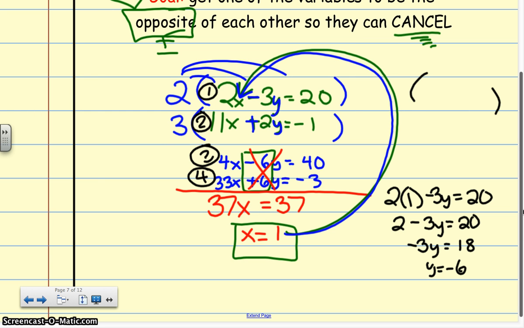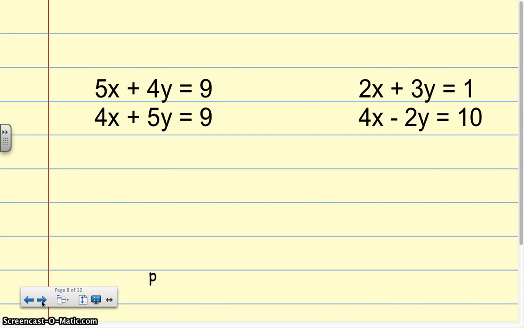So my solution to the system of equations is 1, negative 6. And that means that these two lines, if we were to graph these two lines, they intersect at the point 1, negative 6. Next example here, I got 5x plus 4y is 9, and 4x plus 5y is 9. Looking, I see that I can't turn my 5 into a 4, and I can't turn my 4 into a 5. So I know that I need to multiply both of them by something.